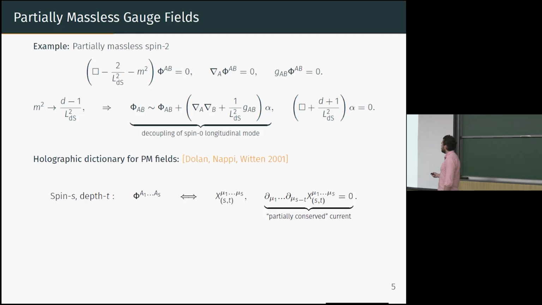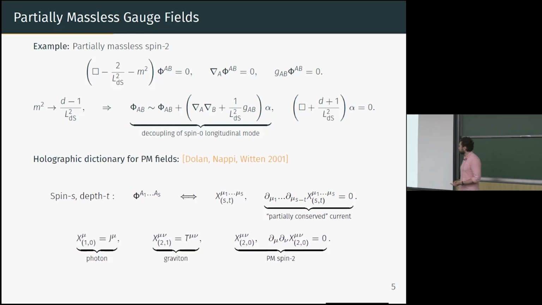And this was actually explained long ago by Dolan, Nappi, and Witten, relatively early on in the AdS/CFT literature, that these partially massless gauge fields in the bulk would be dual to some conserved current on the boundary, some primary of spin S, which has some sort of exotic partially conserved current conservation condition. So a normal conserved current is something that is annihilated by taking one divergence, but actually these partially massless fields, if they have non-maximal depth, are annihilated by taking S minus T divergences.